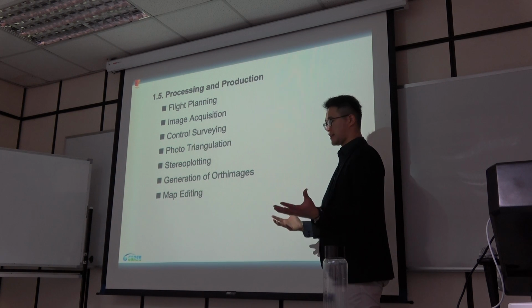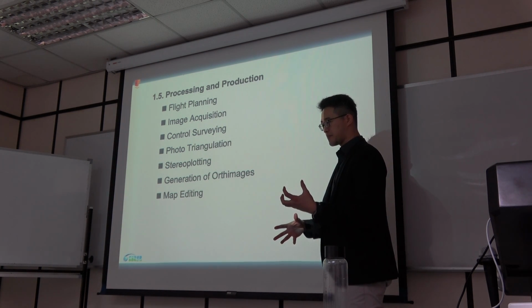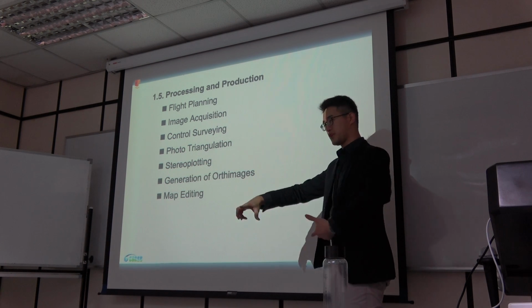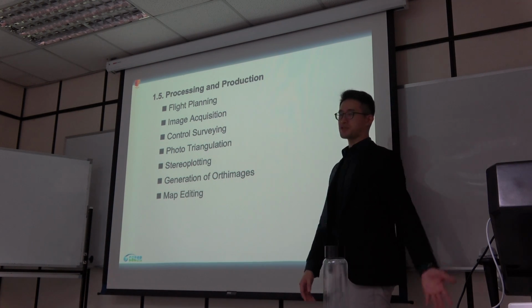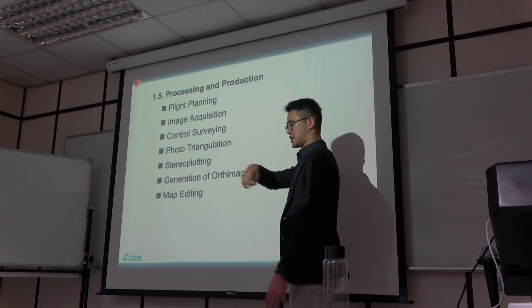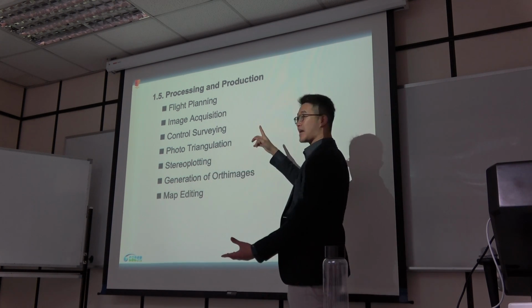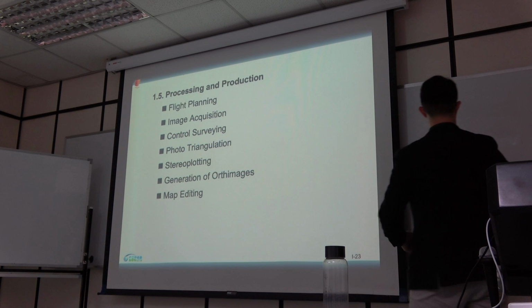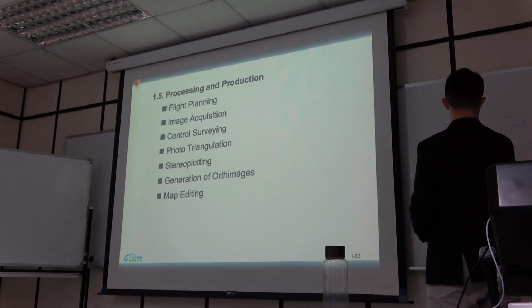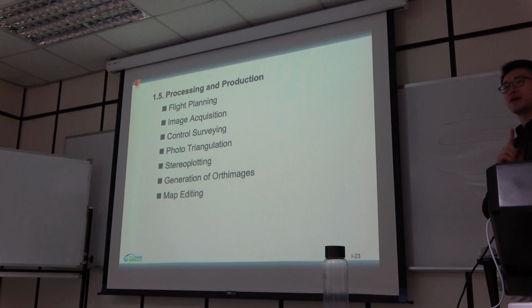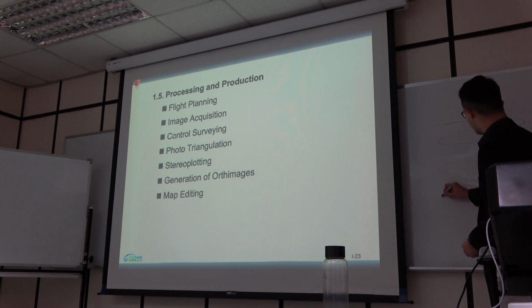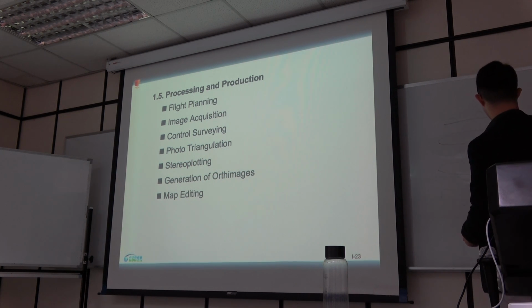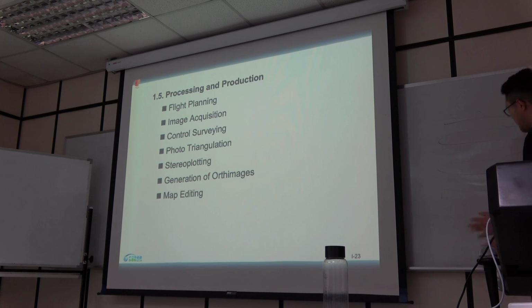For example, if right now you want to create a map or know the elevation of a certain region, say Taoyuan city, the first thing you need to do is plan the flight trajectory. Usually, like I said, the flight trajectory is like a Z shape. Sometimes one direction is not enough, so people will also design another direction. That's to plan the flight route.